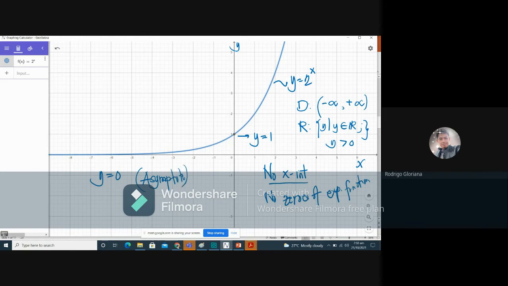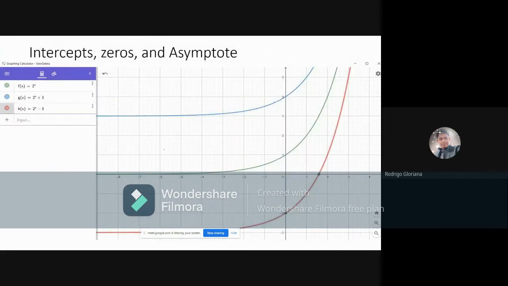Now, if we have a set of diagrams, for example, this one showing intercept, zeros, and asymptote. If you look at the color green, this is your function y is equal to 2 raised to x. The other one, the color blue above, is y is equal to 2 raised to x plus 3. Then the color orange is y is equal to 2 raised to x minus 3.